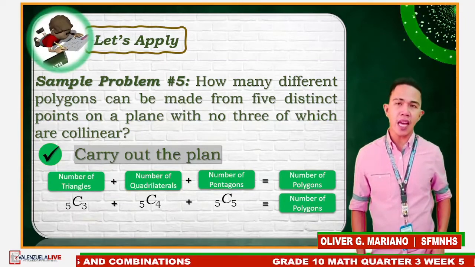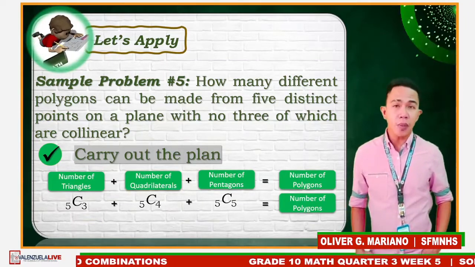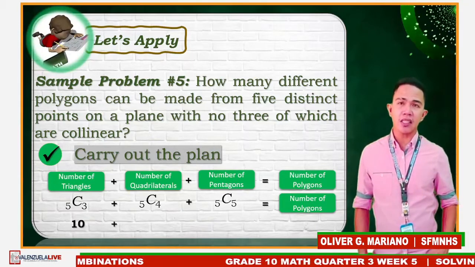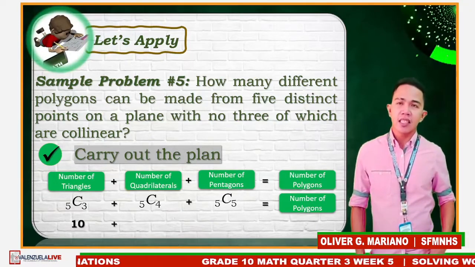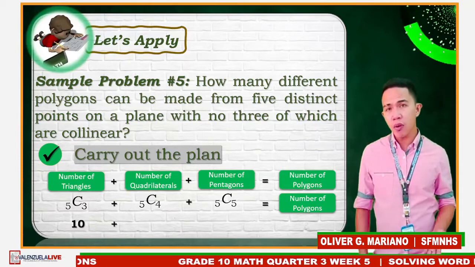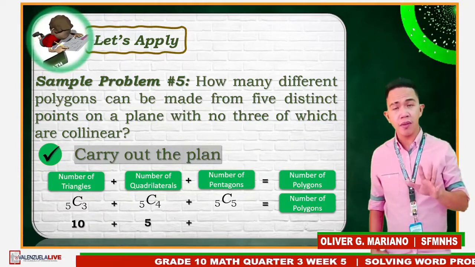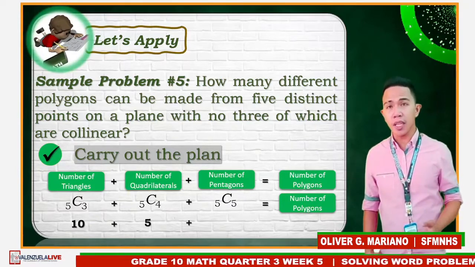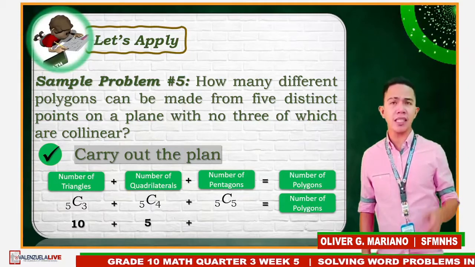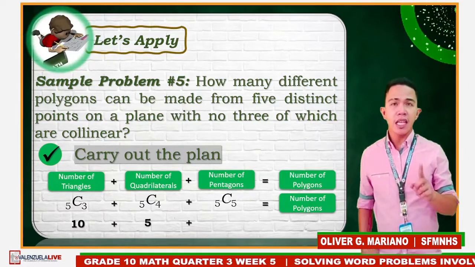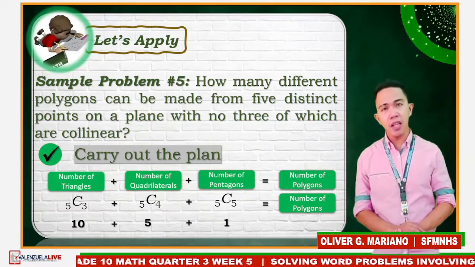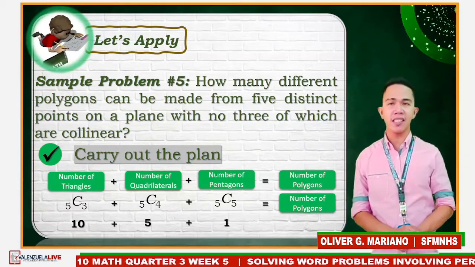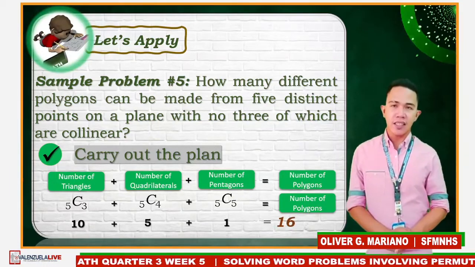Evaluating, we have the combination of 5 taken 3 is equal to 10. The combination of 5 taken 4 is equal to 5. And the combination of 5 taken 5 is equal to 1. Adding these 3 values gives us 16.